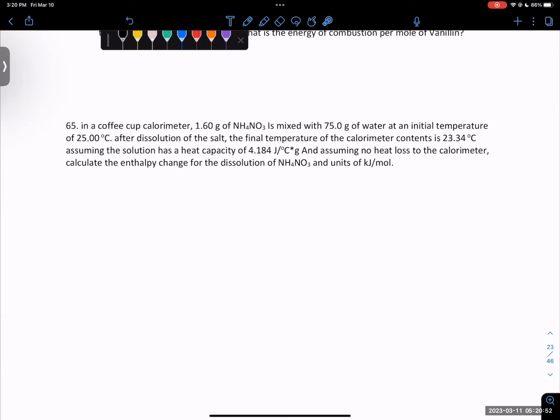Endo, right? Heat is going into the reaction, and it makes sense because we have a very strong ionic bond here between ammonium and our nitrate. In order to break that ionic bond, it takes energy. So you have to put energy into that system in order to break those bonds. And that's what's happening here. So that's why the water decreases in temperature. Okay, so let me erase that. So we determined that the reaction is endothermic.